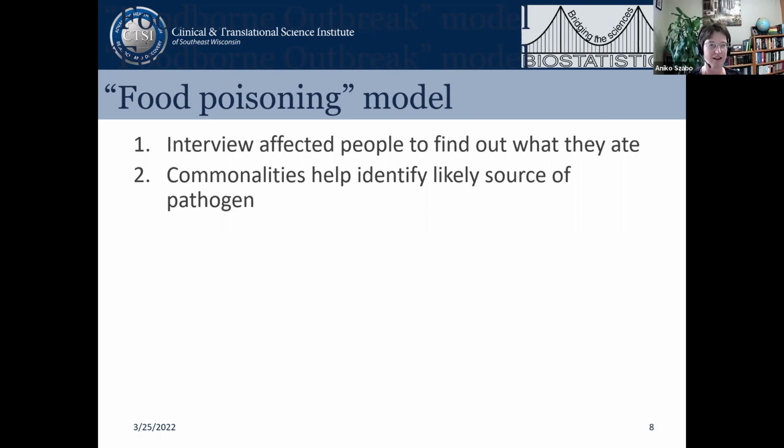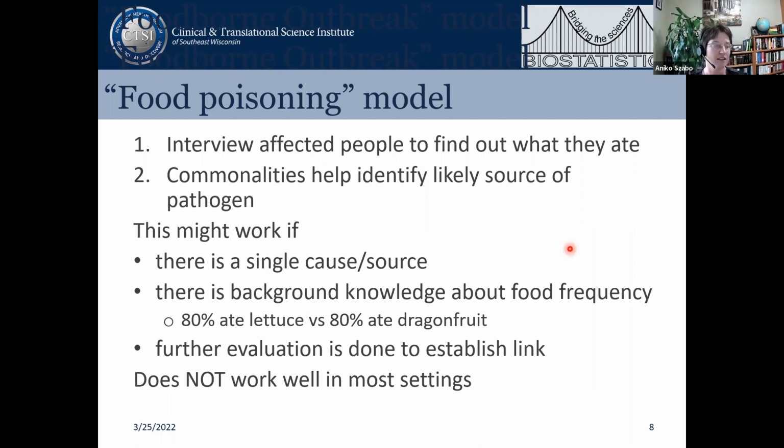And I'm sure this is not quite exactly what happens, but I think it is a general idea of what would be happening in this case. And this would work if there is a single cause or source. So once you zoom in, there is actually a causal factor, overridingly what caused these food poisoning cases.